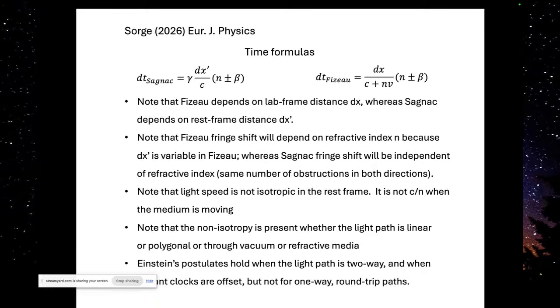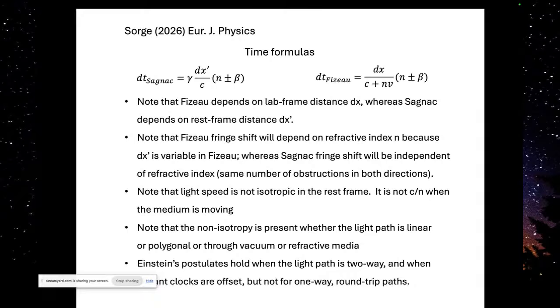Note that the non-isotropy in the rest frame is present whether the light path is linear or polygonal, or through vacuum or refractive medium. Remember, the Sagnac effect occurs in air, and it's also been shown to occur in vacuum. So you don't need a refractive medium to get the Sagnac effect. But if you get it, then it's even more interesting.